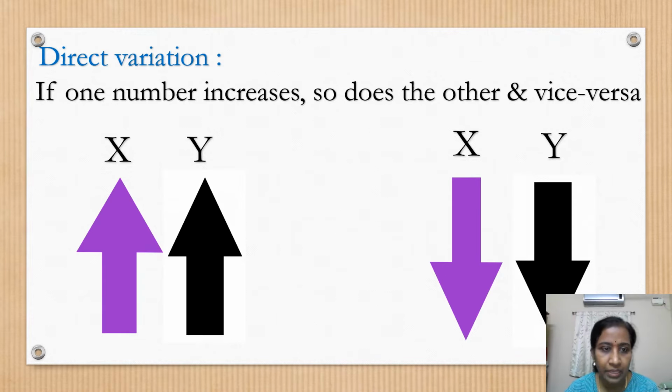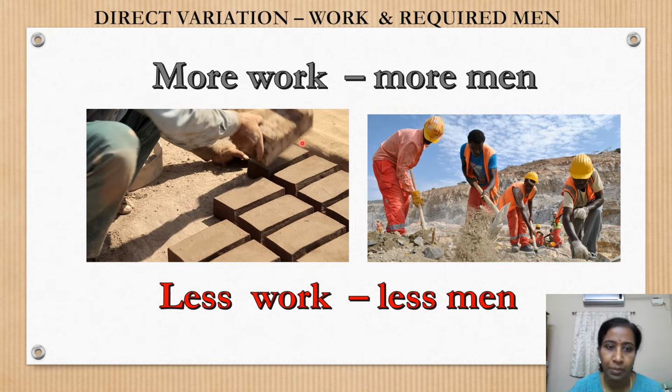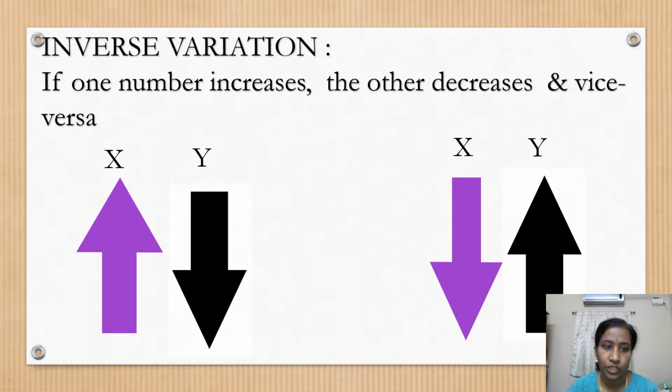Now you have some examples for direct variation. I have taken two variables, money and ice creams. If you have more money, you can buy more ice creams. And if you have less money, you can buy only less ice creams. One more example of work and men. If you have more work, you have to engage more men. And if you have less work, you can engage less men. So more work, more men. Less work, less men. So it comes under direct variation.